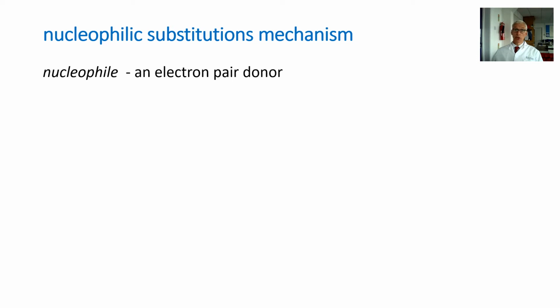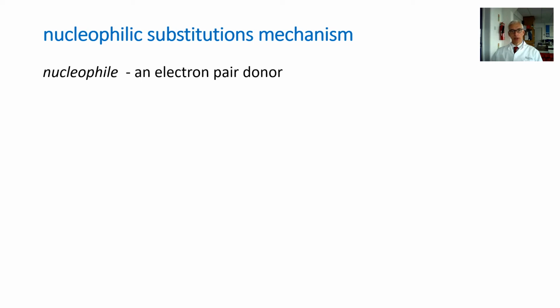Now, the substitution reactions of the haloalkanes have a mechanism on the specification, and it's a nucleophilic substitution mechanism. So you need to know what a nucleophile is. You will possibly have met the term before. It's an electron pair donor. A bond is formed by the donation of an electron pair.